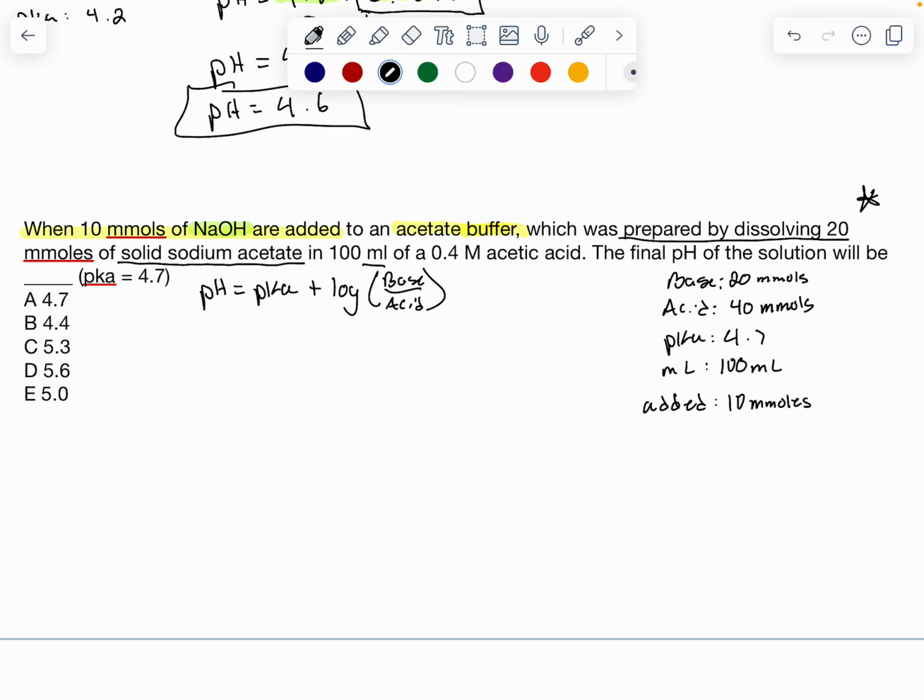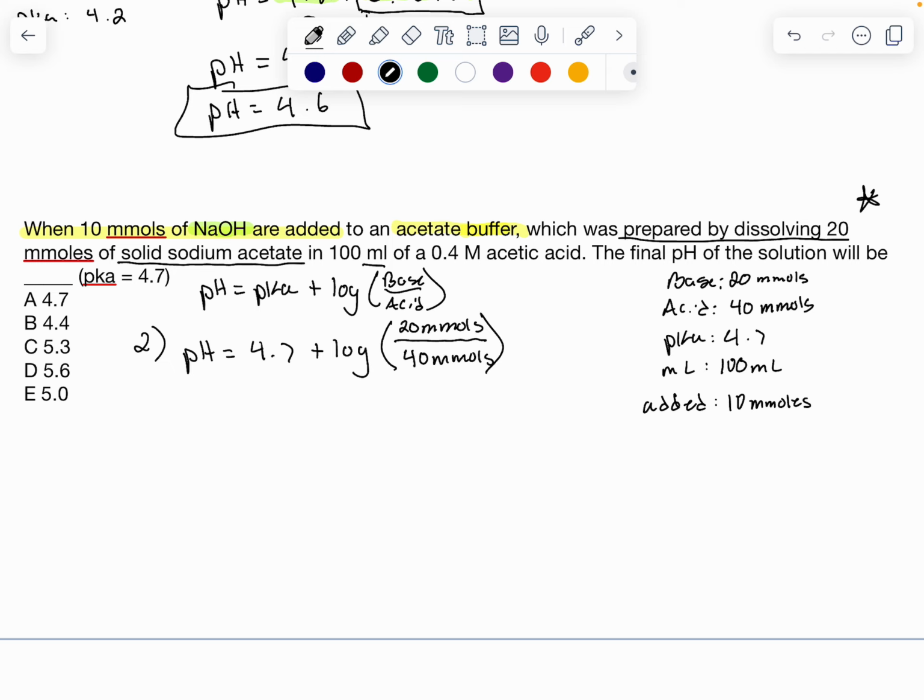So now we have all of our components in the same units. We have a pKa, we know what's added, we know what our original base concentration was, we know what our original acid concentration was. So let's fill in some variables. We just did step 1, so step 2, fill in the variables. pH is equal to a pKa of 4.7 plus the log of base over acid. So we have 20 millimoles up top and 40 millimoles of acid on the bottom.